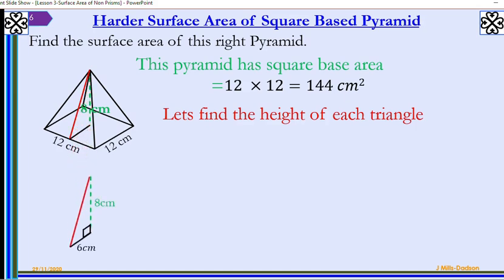So using Pythagoras to find the red line, which is the hypotenuse, I'm going to use the addition rule. So it's the square root of 6 squared plus 8 squared, and that will give me 10 cm.